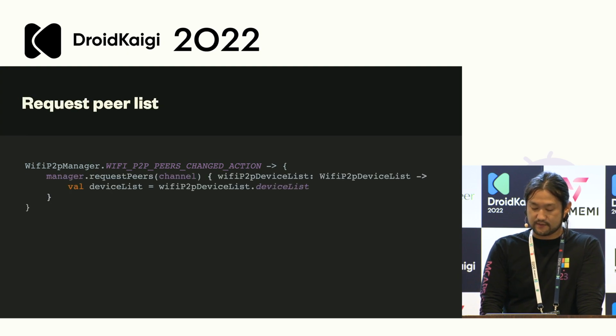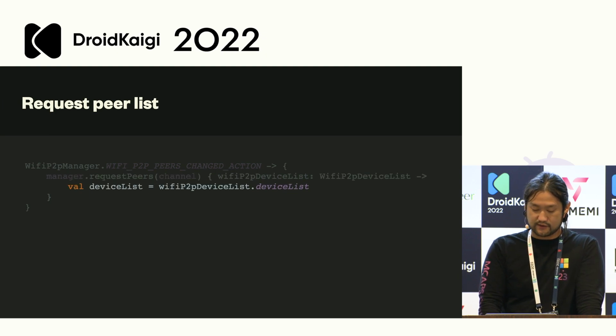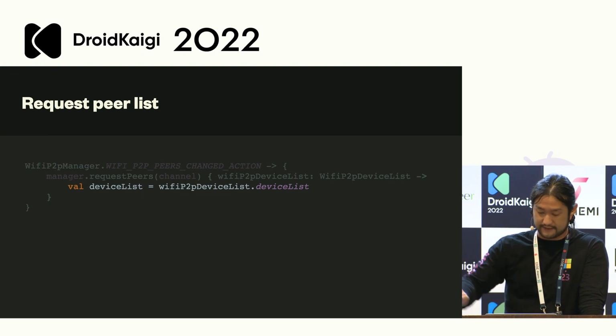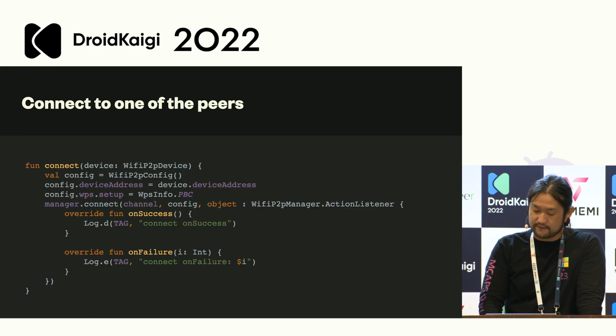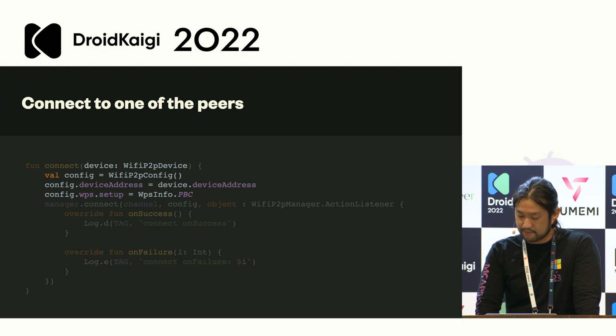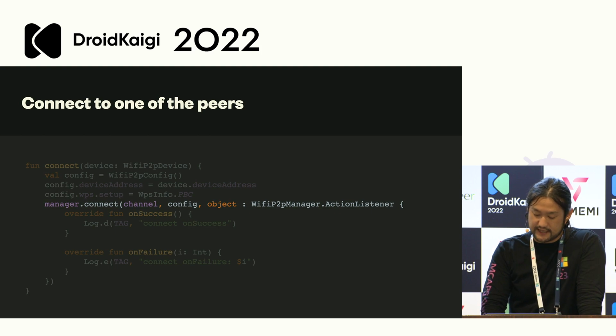Since there has been change in peers, use request peers to get a list of peers around you. Keep the list you have acquired so that you can connect to it at any time. So this is the peers around you, right? Now, connect to the other party from the found list. Since we already have the peer device information in the list, let's connect with the connect method using it.